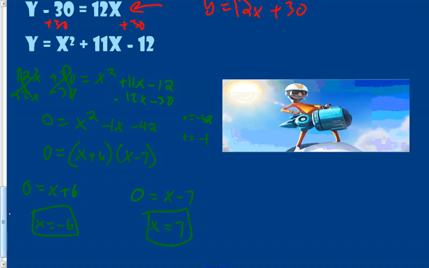We're not quite done because we need to solve them yet, but we have our x values. So negative 6, we've got to find the y value. So we have two solutions again. And 7, we just have to find the y value. So why don't we plug it into this one. So y equals 12 times negative 6 plus 30. And then y equals 12 times 7 plus 30.